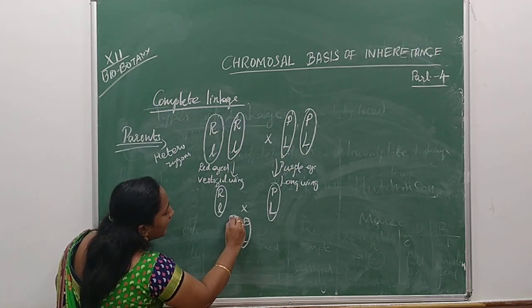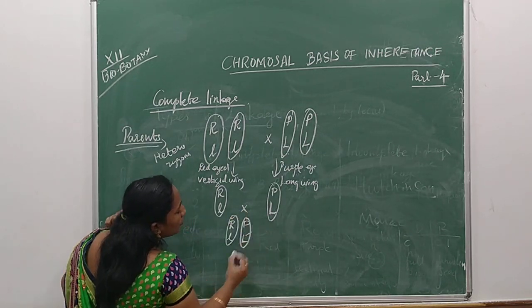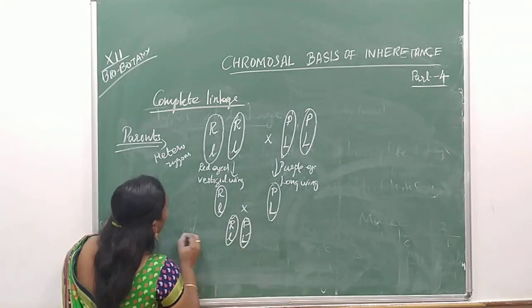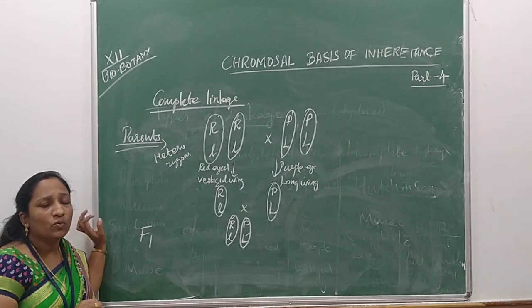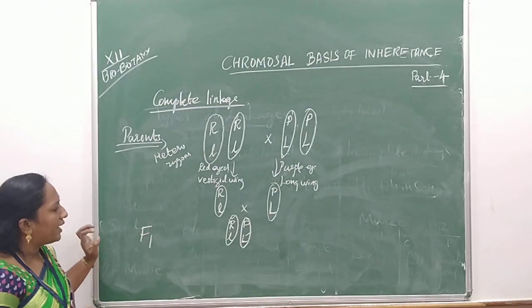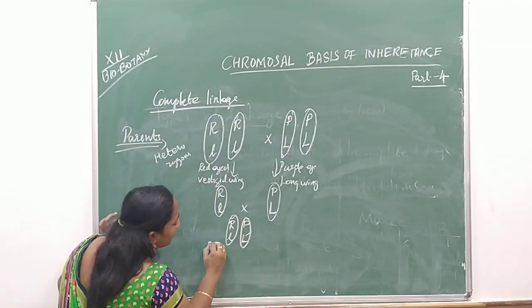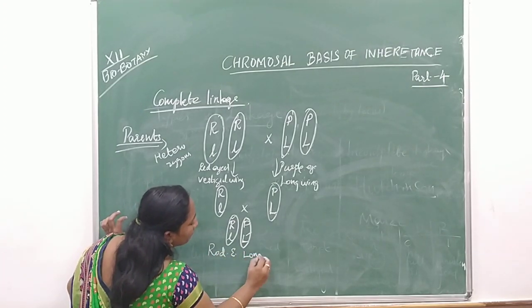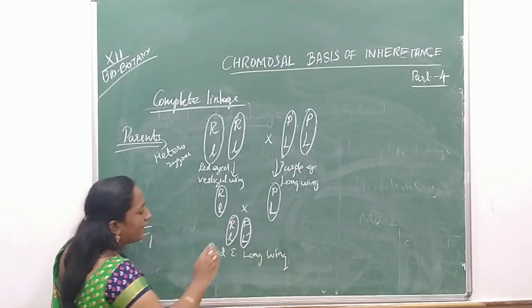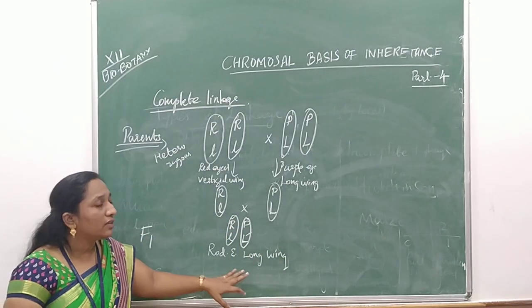So what is the dominant character here? Red. And here what is the dominant character? Long. So what will be the F1 progeny? F1 means filial generation. So what is the nature? Red eye with long wing.